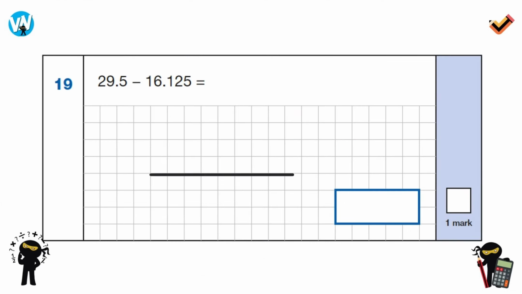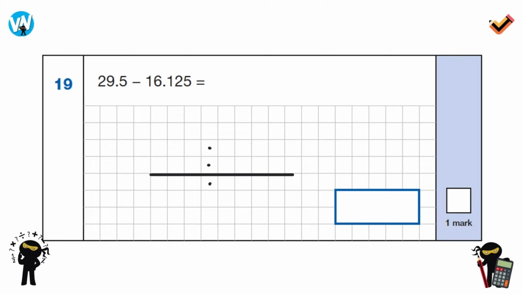Now, interestingly, in scanning through the SATs papers, I can only find one example of decimal subtraction, which was this one. So again, you're much more likely to find decimal addition questions in the SATs than you are decimal subtraction. But let's just smash it anyway. Here we go. So I see I've got a decimal problem. Whoops, I'm in highlighter mode again.